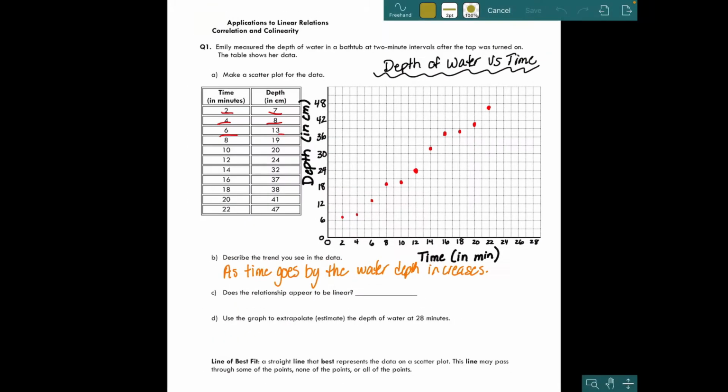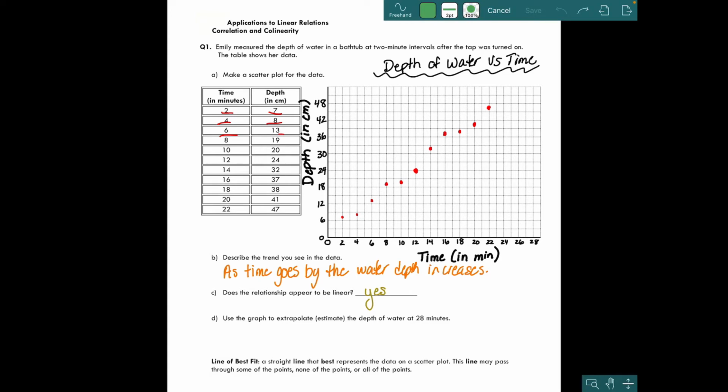Question C asks us, does the relationship appear to be linear? So again, just because the points aren't exactly in a straight line doesn't mean that it's not linear. We have a pattern that represents a line in the way that it's going, so it does seem to be a linear relationship.